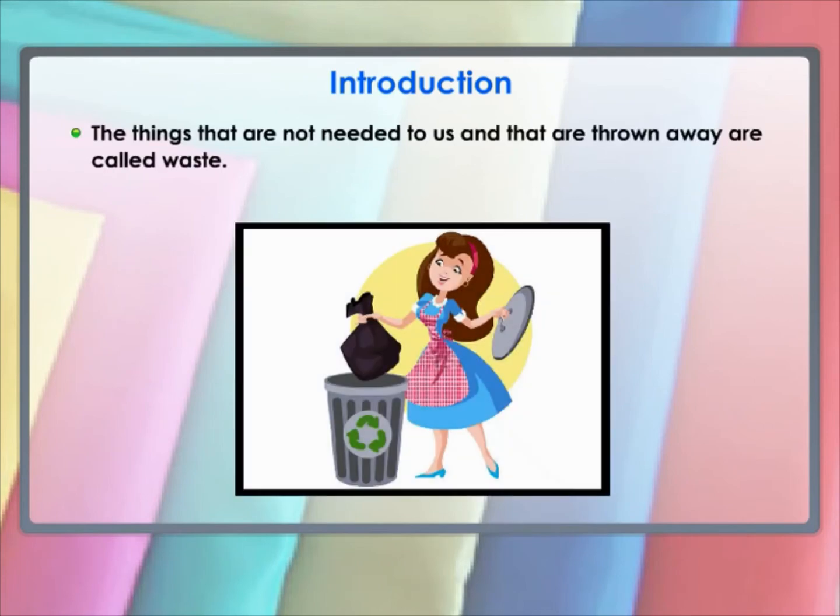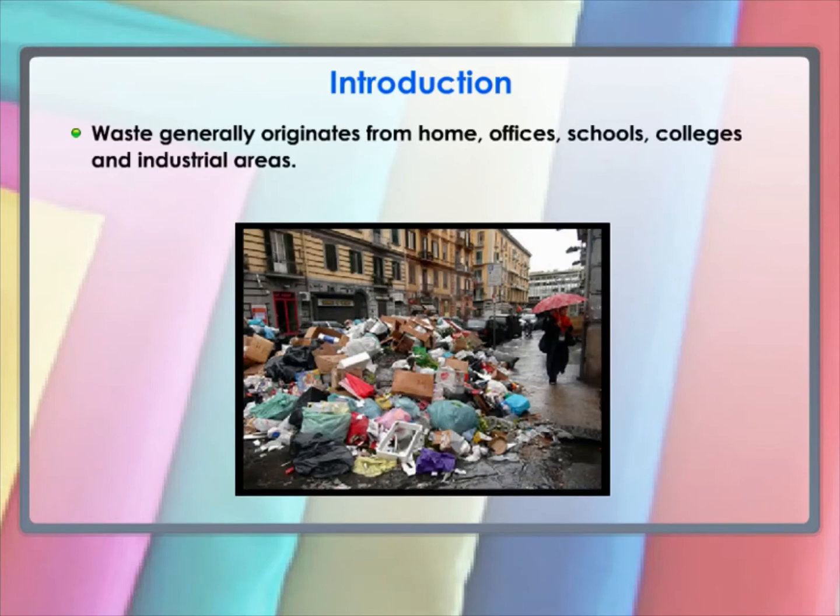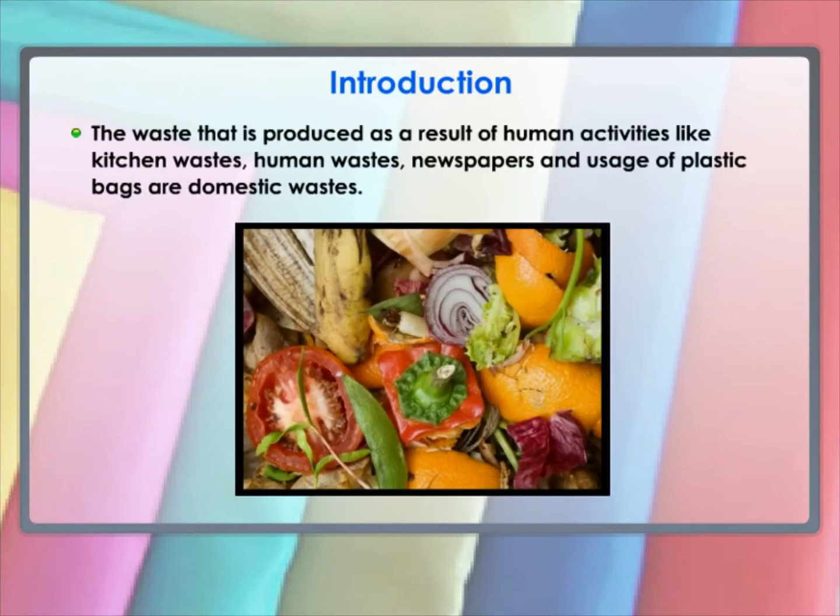Introduction. The things that are not needed by us and are thrown away are called waste. All human and animal activities produce waste. Waste generally originates from homes, offices, schools, colleges, and industrial areas. The waste that is produced as a result of human activities, like kitchen waste, human waste, newspapers, and plastic bags, is domestic waste.